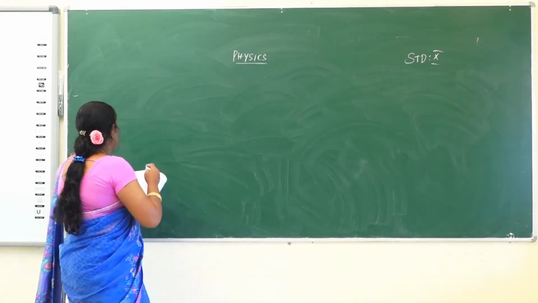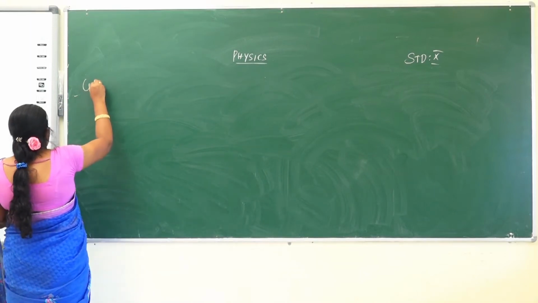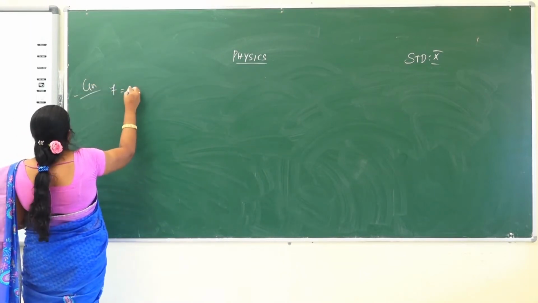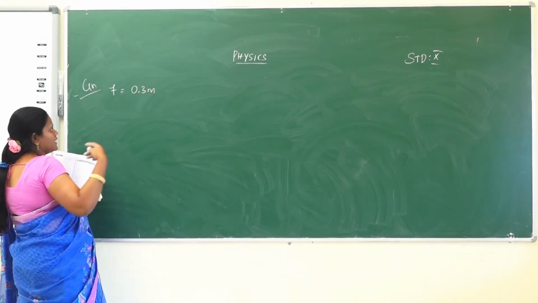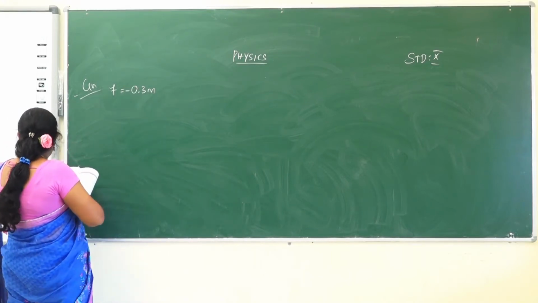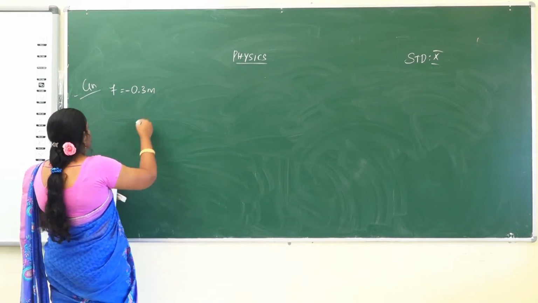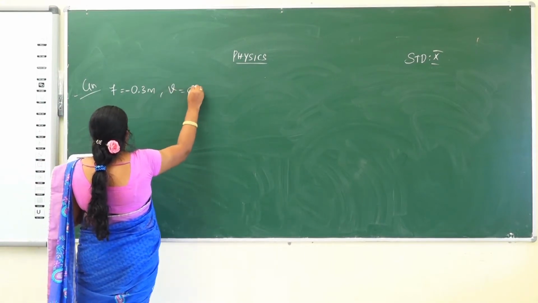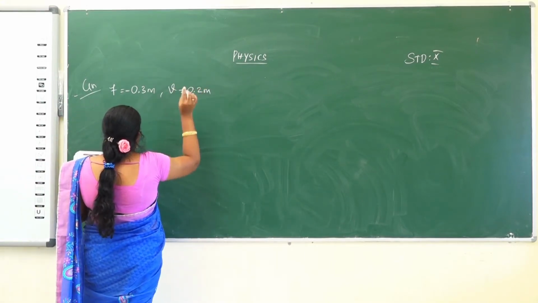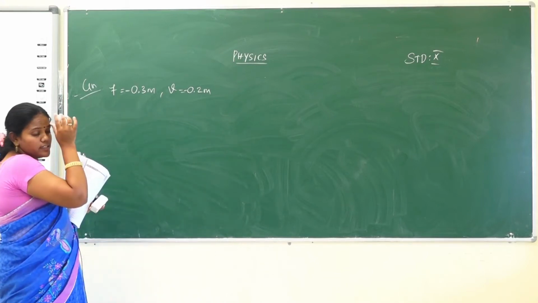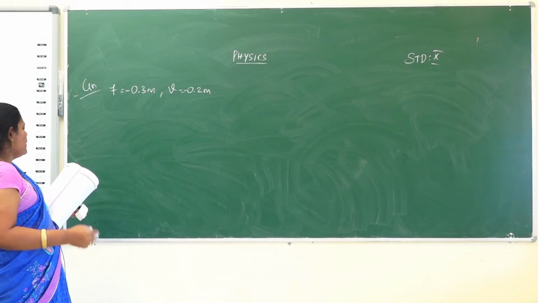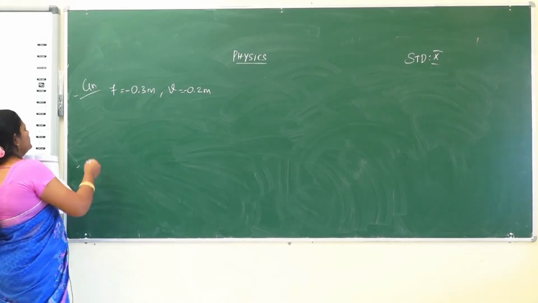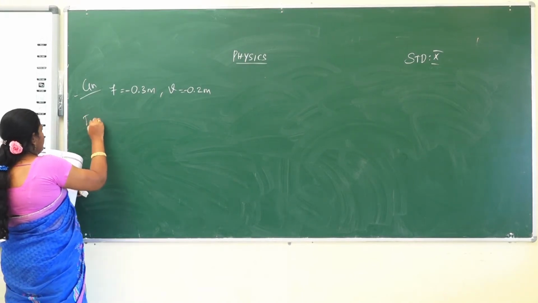Okay, so what are the given values? The focal length is equal to 0.3 meter. The focal length is measured on the left side of the lens, so you take it with a negative sign. Then the image distance is 0.2 meter, but the image is present in front of the lens, so it is taken with a negative sign, that is minus 0.2 meter. And then what is to be found?